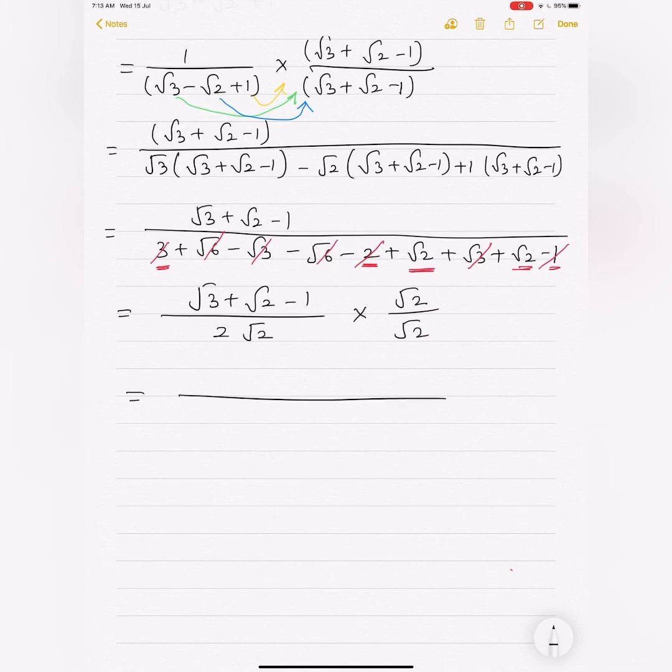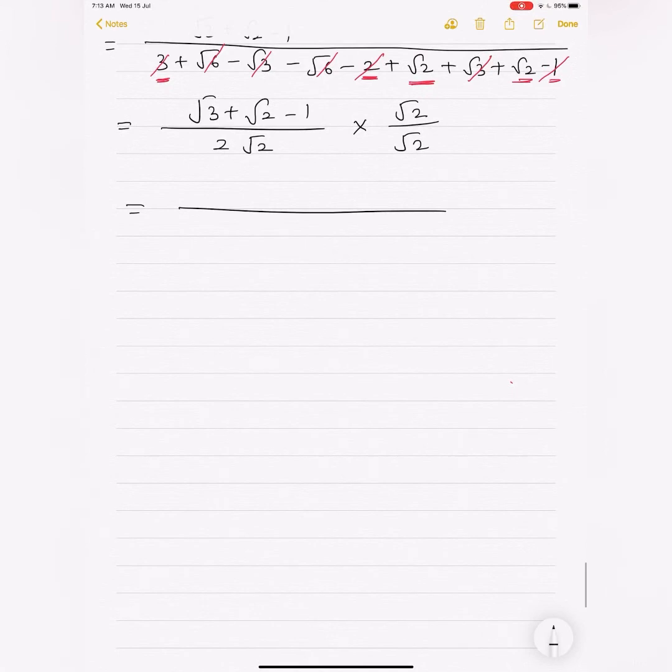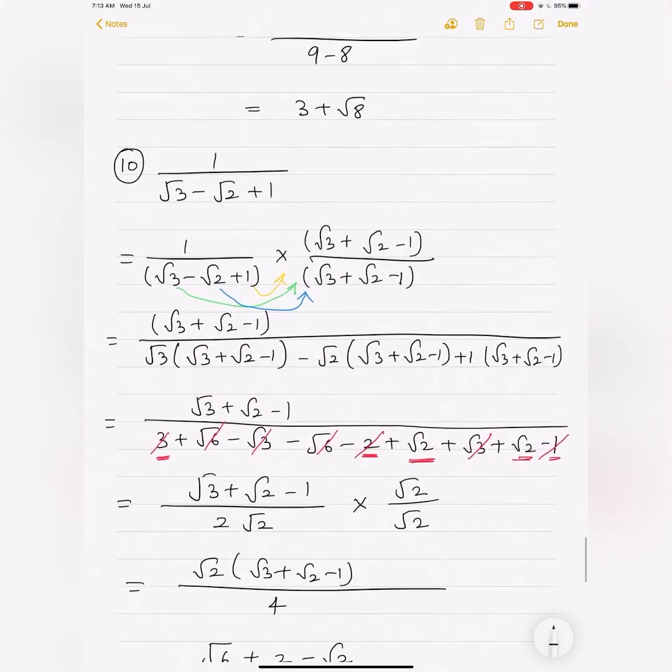What will you get here? So it will become 4 here. And root 2 multiplied by root 3 plus root 2 minus 1. Again open the brackets. Root 6 plus 2 minus root 2 divided by 4. Now you cannot simplify this further. So that's the end of the sum. Okay. Then sum number 11 now.